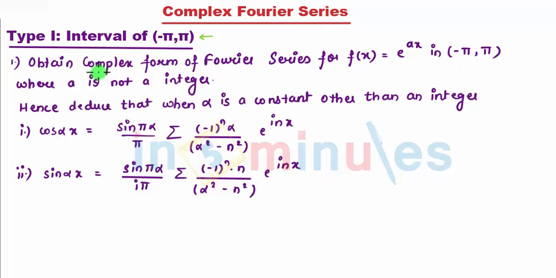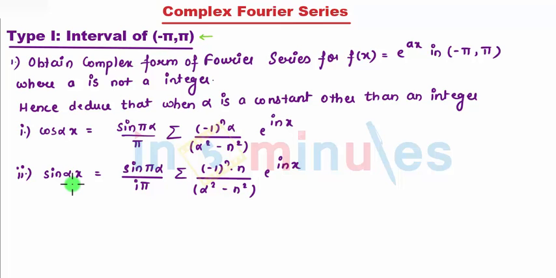So what we need to do: obtain the complex form of Fourier series for f of x equal to e raised to ax in minus pi to pi, where a is not an integer. Hence, deduce that when alpha is a constant other than an integer, cos alpha x is equal to sin pi alpha divided by pi, summation of minus 1 raised to n alpha divided by alpha square minus n square, into e raised to i n x. Similarly, we need to find it for sin alpha x also.